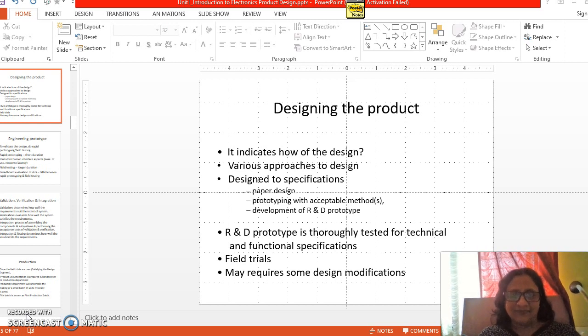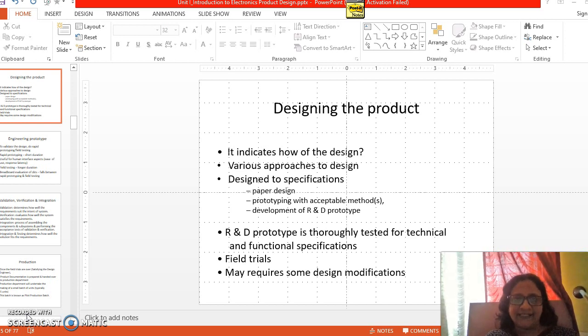In the first class, we have seen the general framework offered by systems engineering. In this general framework, the first step is concept development, that is defining the problem, which includes collecting requirements, making requirement specification document, then converting these requirements into technical specifications and preparing system specifications document. After this, the next phase is designing the product.